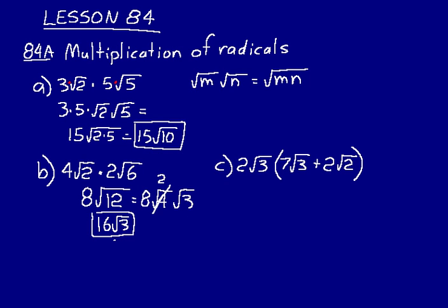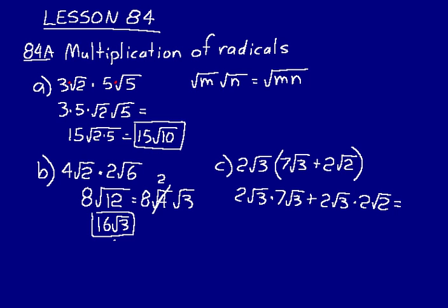Let's do one more problem. On this one we'll have to expand using the distributive property. So we take 2 times the square root of 3 and multiply it by 7 times the square root of 3. And then put a plus sign and multiply 2 times the square root of 3 times 2 times the square root of 2.